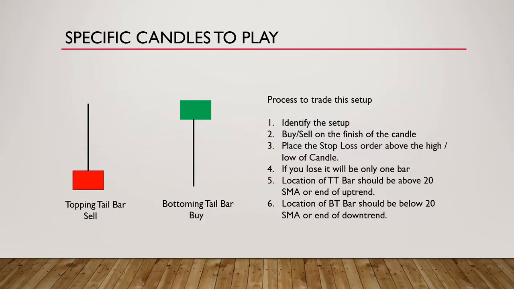You need to identify two candlestick patterns: one is the topping tail bar and the other is the bottoming tail bar. You need to identify this setup, wait for the candle to finish, and then take an entry. The location of these bars is also very important. These bars always form away from the 20-period moving average. I'll take you to the charts and explain in detail. Let's go to the chart now.